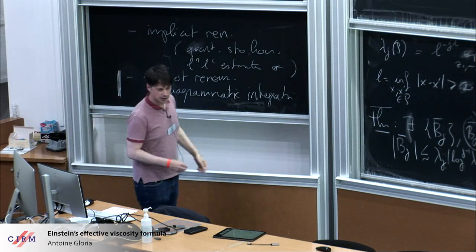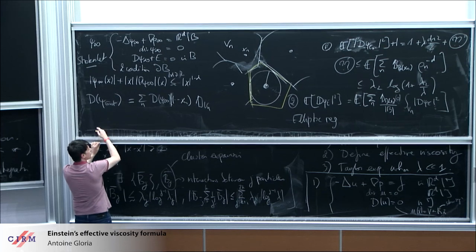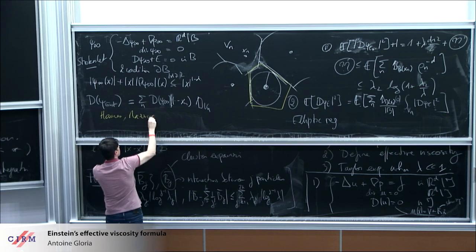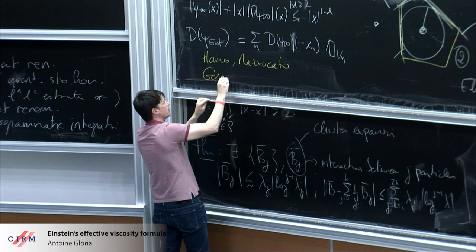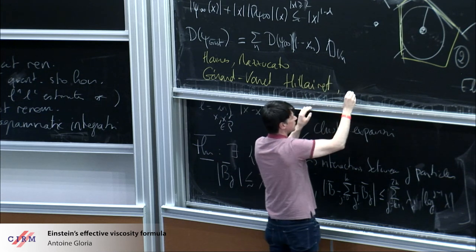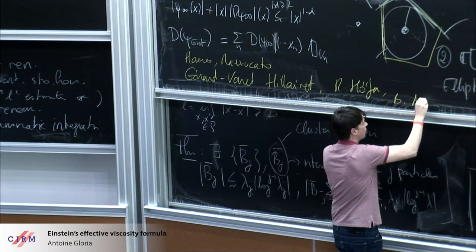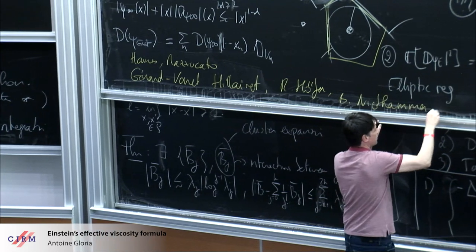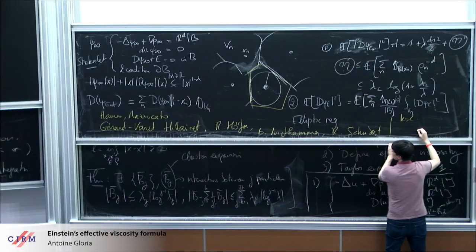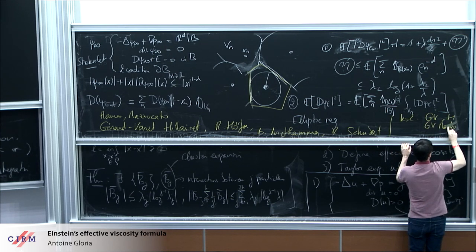And I think I will just stop there, but I have to give you a couple of names I didn't cite. On Einstein's formula, they were worked on by Hänel and Mazzucato, then also by David Gérard-Varet and Matthieu Hillairet, then with Richard Höfer, Barbara Niethammer, Richard Schubert, and for the second order, so k equals 2, that was also Gérard-Varet, Hillairet, Gérard-Varet, Mecherbet.